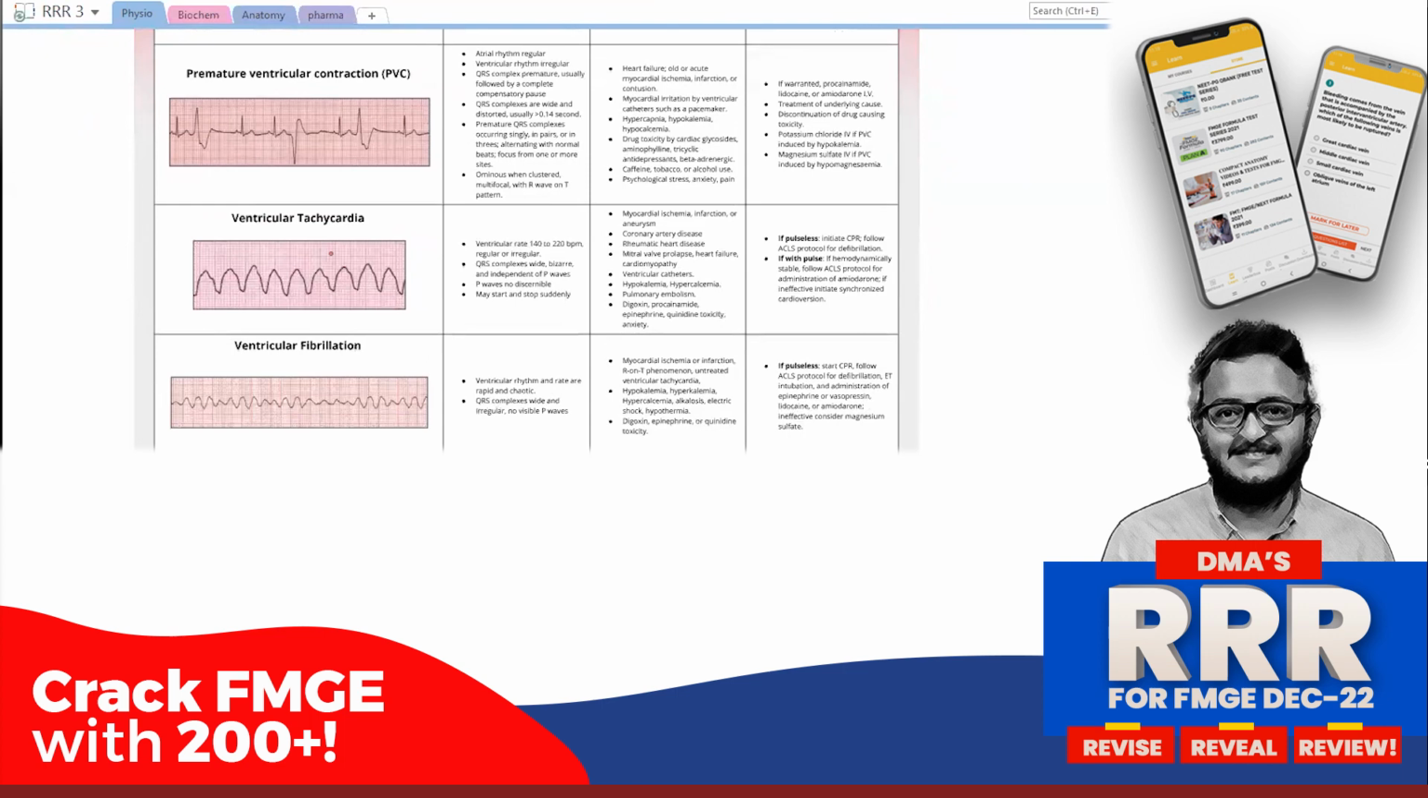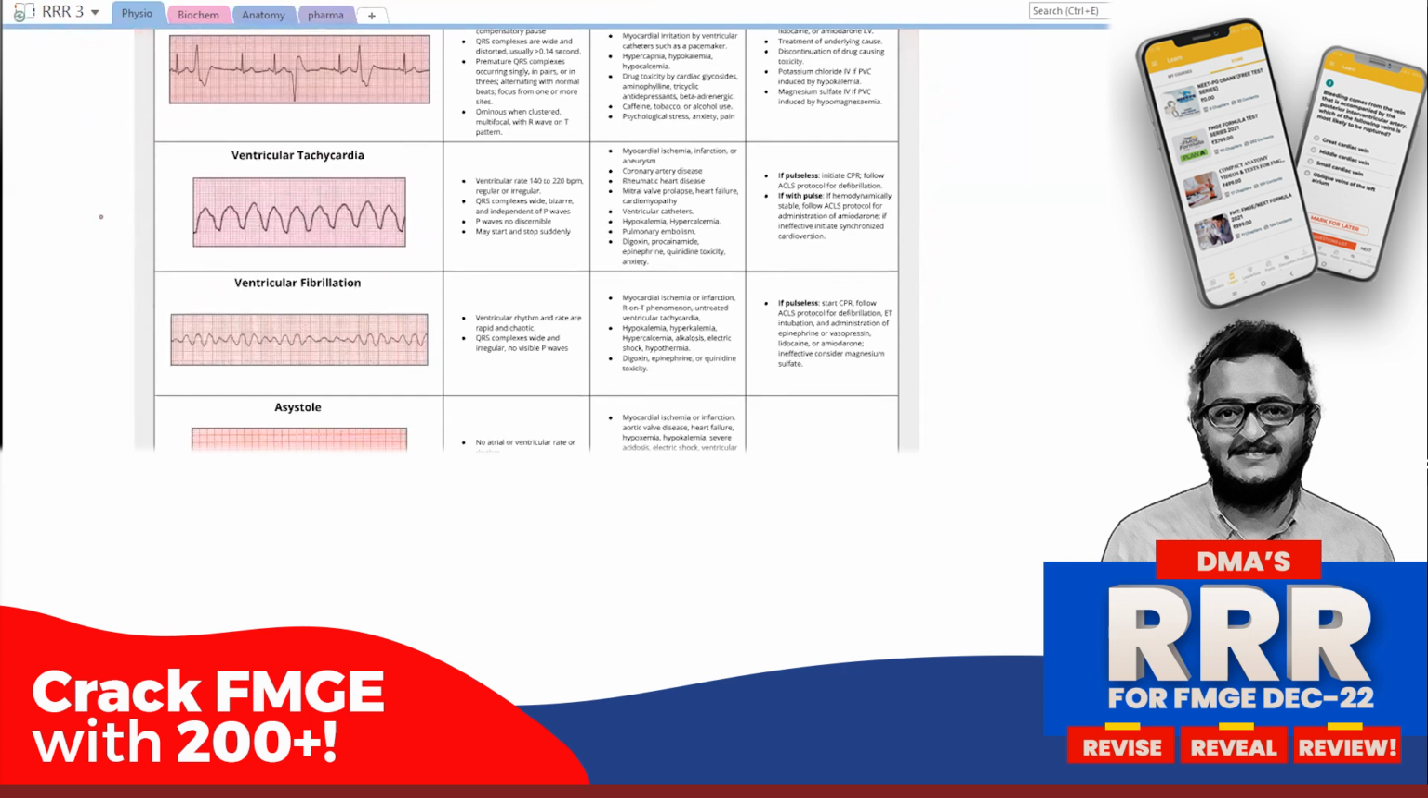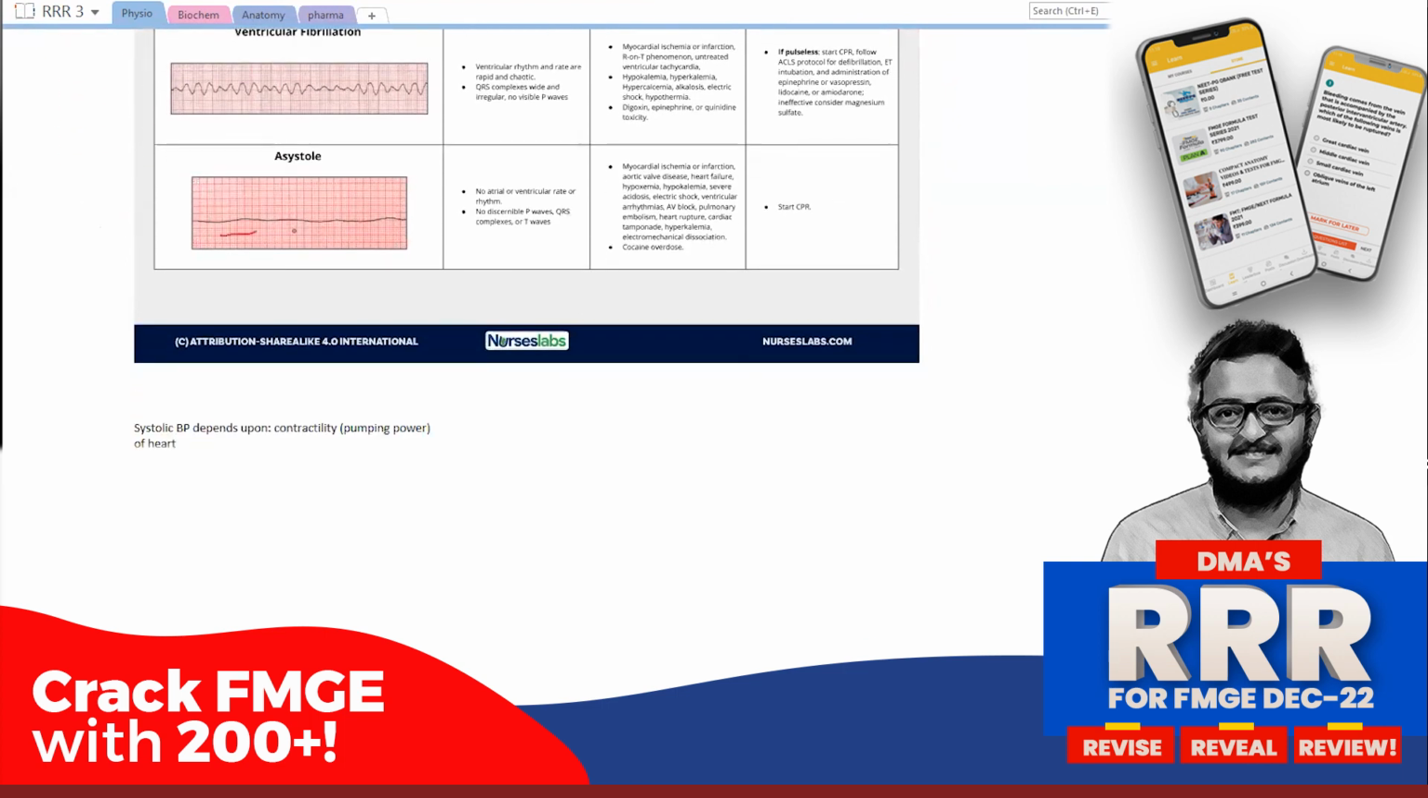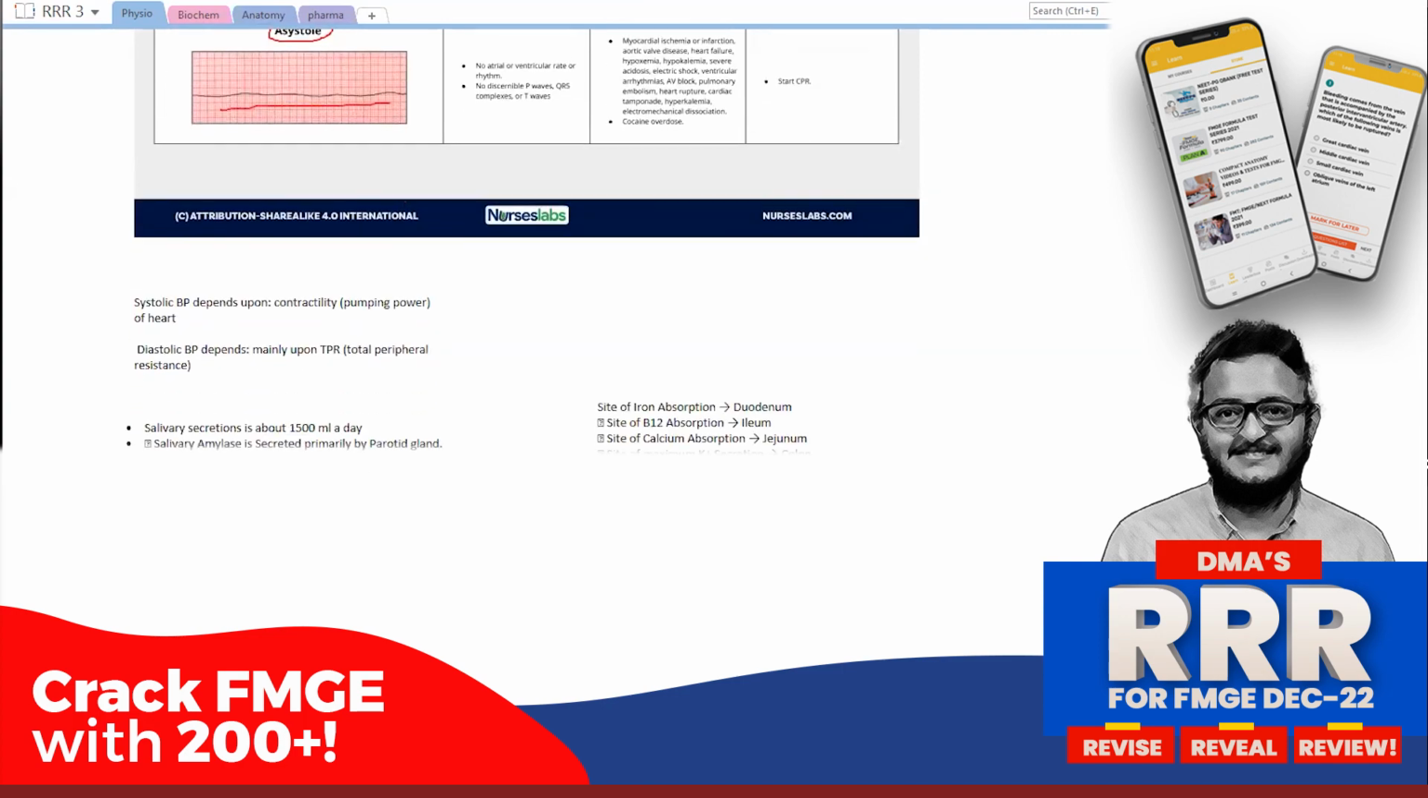Okay, fine. VT, this is classically monomorphic VT, ventricular tachycardia. You will just get a sign like this, that is ventricular tachycardia. Very easy to identify. Asystole, definitely no contraction is there, so there is asystole. Nothing can be done. You just have to start CPR. In anesthesia, they'll ask you shockable rhythm and non-shockable rhythm. Asystole, is it shockable or non-shockable? It is not shockable. What do you do by shocking? Giving shock, nothing will happen. So never give shock in asystole.